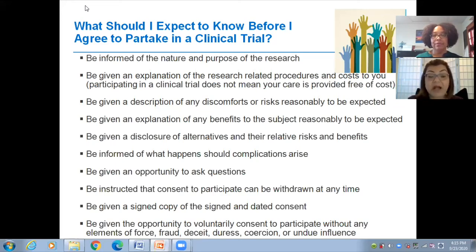Participating in a clinical trial is voluntary. At any point throughout the process, you're able to withdraw your consent. You'll also be given a copy of the signed and dated document, and you'll be given an opportunity to voluntarily consent to participate without any elements of force, fraud, deceit, duress, coercion, or undue influence.